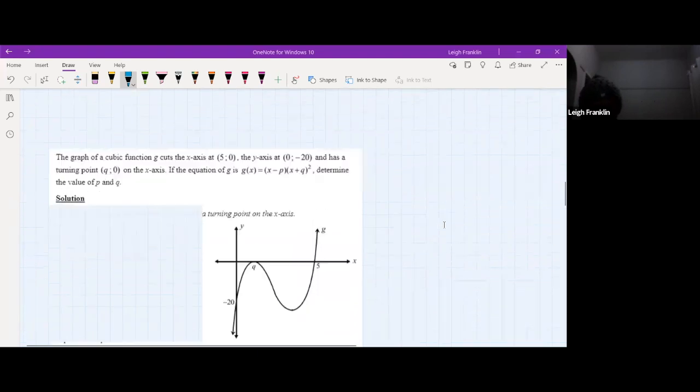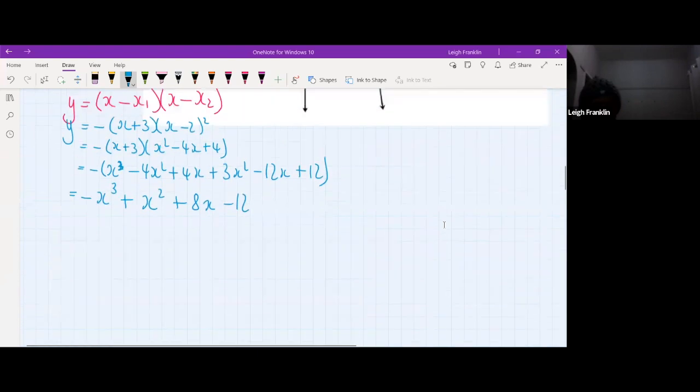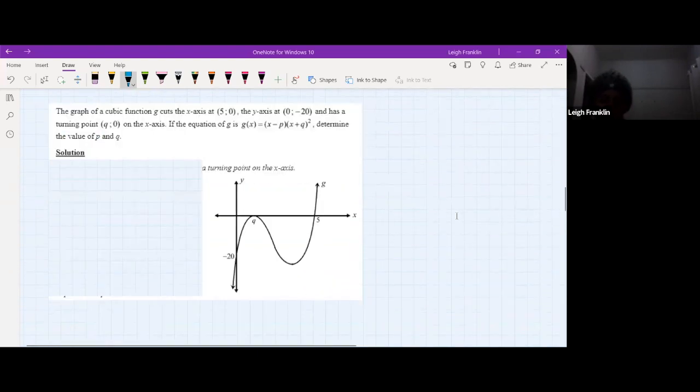I see I put this question in, but I'm not sure that this is actually, oh no, hang on, this is different. Okay. Let's see if you guys can do this one. All right, so they've given us a y-intercept at -20. One of our roots is q, and the other root is 5.